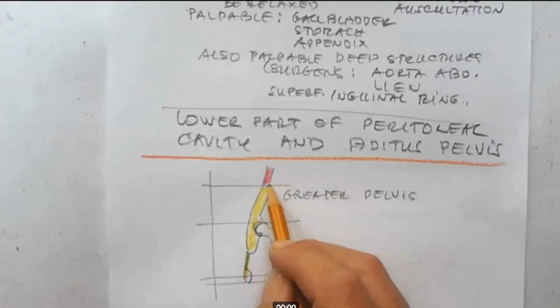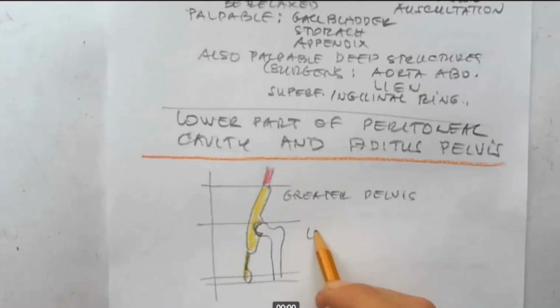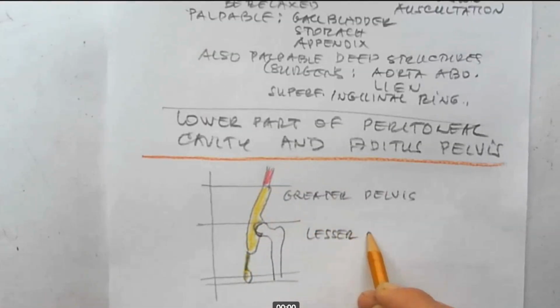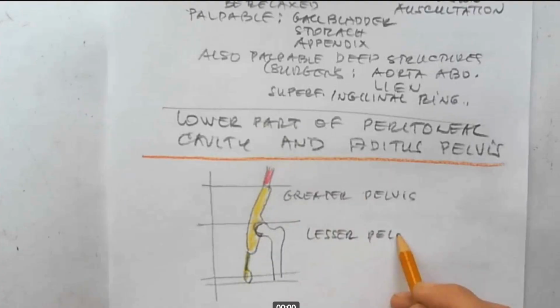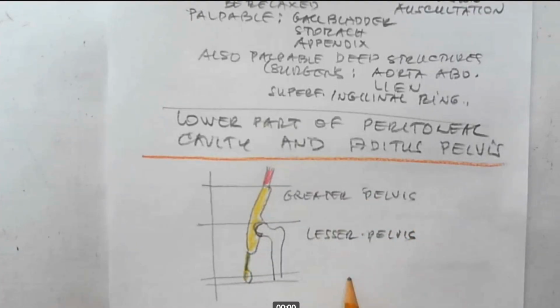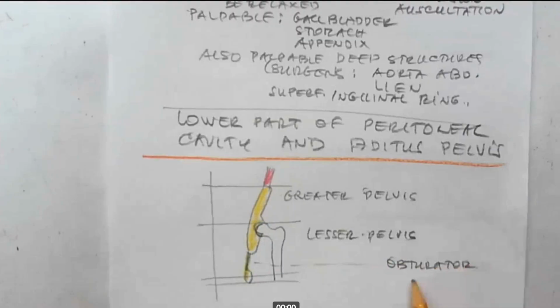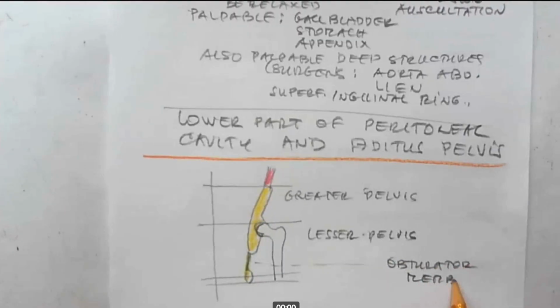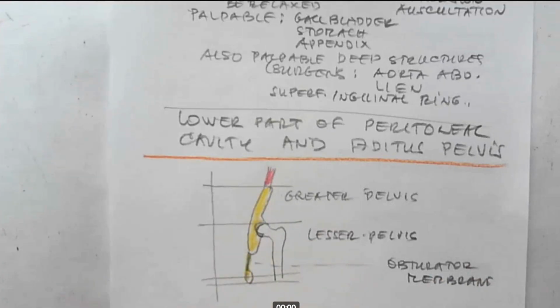Between the wings of the iliac bones, that one is lesser pelvis. Yes, greater pelvis, lesser pelvis. Here we have the obturator membrane, just for better orientation. Obturator membrane, correct. And then we could use different colors.